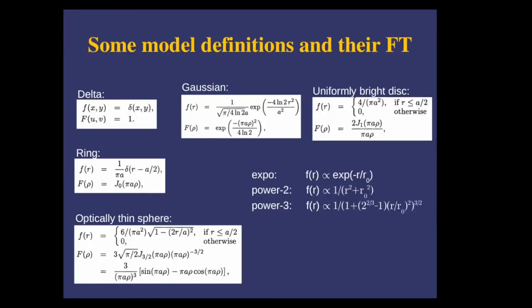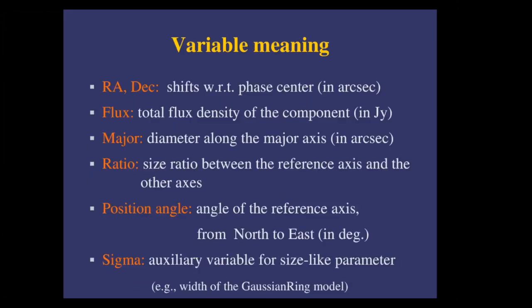So for those of you who like the mathematical way of the Fourier transform, here they are. I just basically put them there, and you can refer to this for the definitions later on if you want. And I think we can skip quickly these slides. But here, this is the list of the variables and their properties.